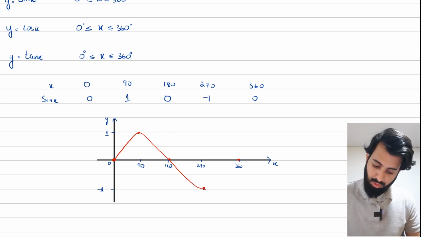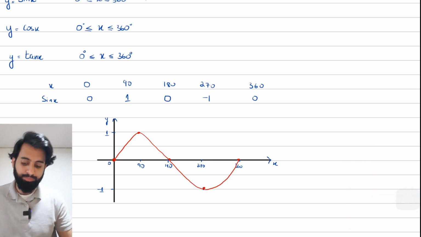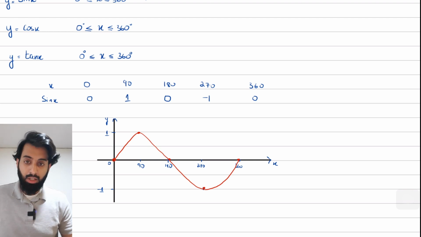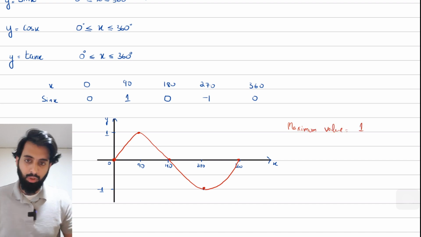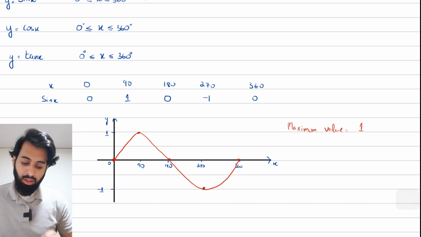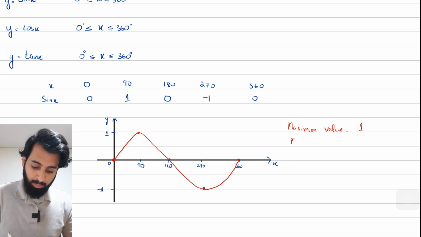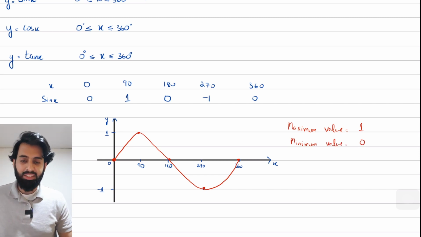Don't mess this up, please. A couple of things, like I said, that you must remember is that the maximum value is equal to 1. The graph of sine x doesn't go beyond 1. The minimum value is equal to 0.